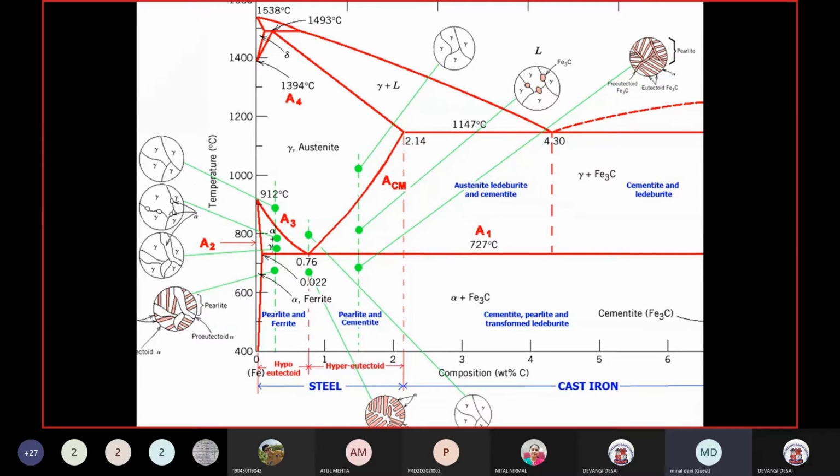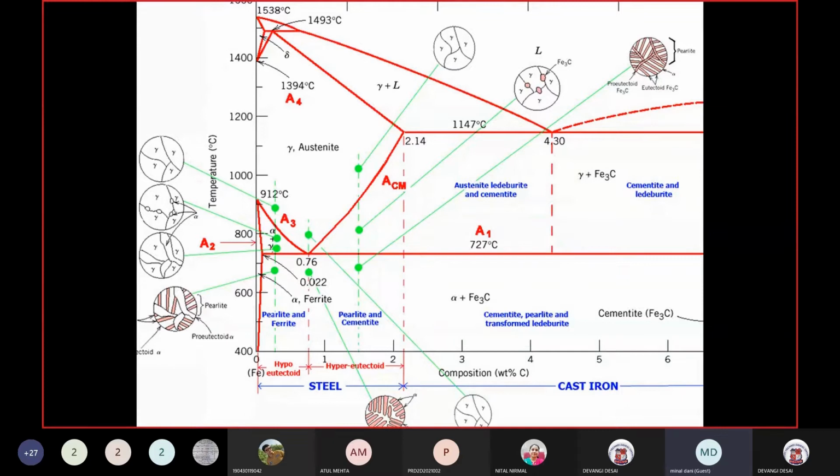Now, this is about the steel. Steel can also be classified as plain carbon steel and alloy steel. In plain carbon steel also there are different varieties. So here this diagram is for the plain carbon steel. Why? Only carbon is the main alloying element. We have not added any other element like chromium, nickel, silicon. So it is a plain carbon steel.